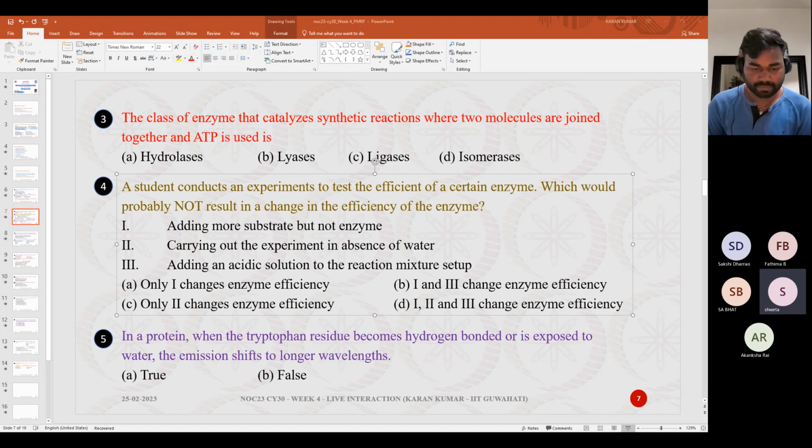Okay. When we add a tryptophan residue, which is hydrogen bonded, it generally represents polarity, right? Yes, sir. That means polarity increases, so the wavelength will decrease. Very good. It is a false statement.